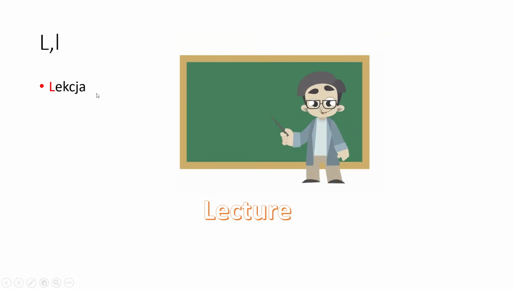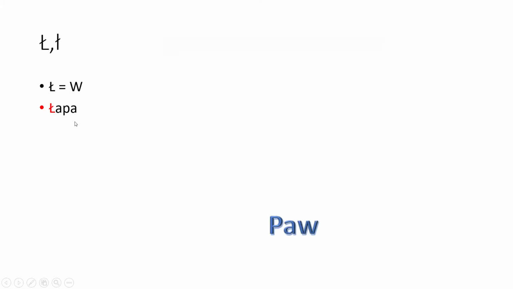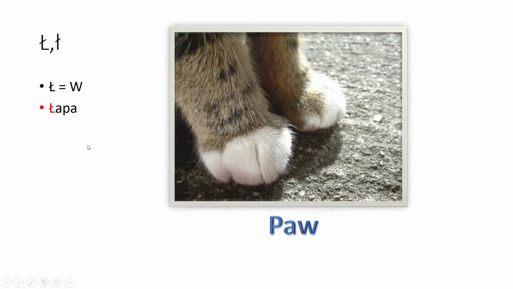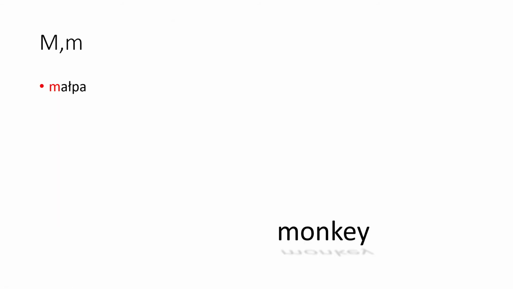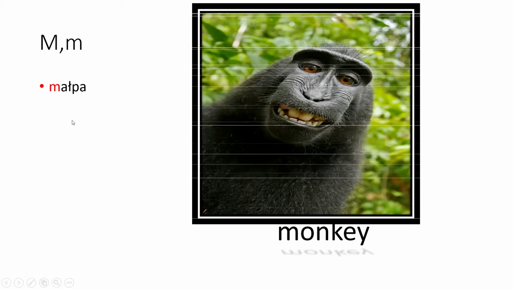L, lekcja, lecture. Notice here the ts, y, so lekcja. Just to remind you that this is pronounced t and this is y. The L with this dash in the middle of it is pronounced like W in English. So not L, it's W, like łapa. Not lapa, łapa, which means paw. Okay, so M, we have another example here. Małpa, monkey.